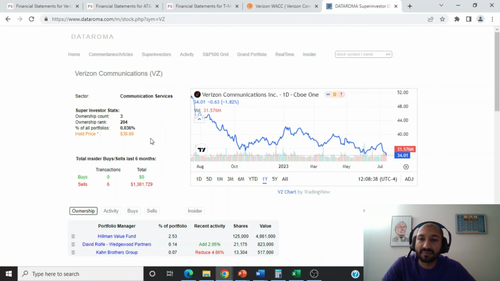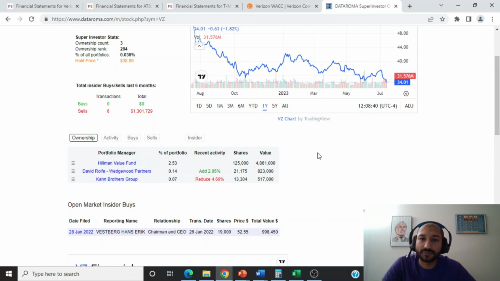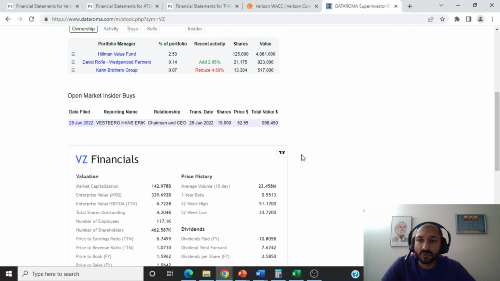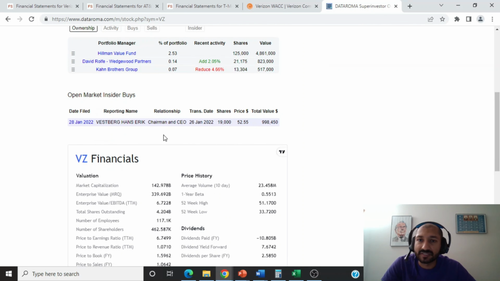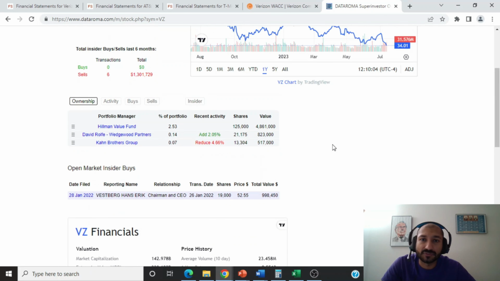Lastly, let's look at Dataroma to see which other investors have invested in Verizon. We can see that there are three managers that have Verizon in their portfolio. The Hillman Value Fund has about 2.53% of their portfolio in Verizon. A most recent insider buy was done by the chairman and CEO in January 2022.